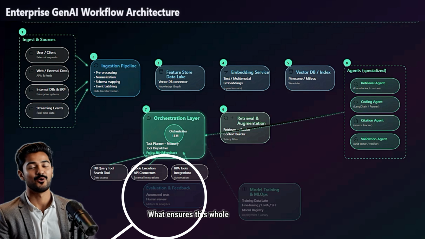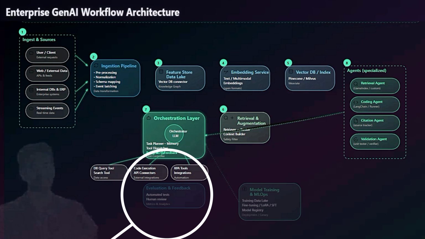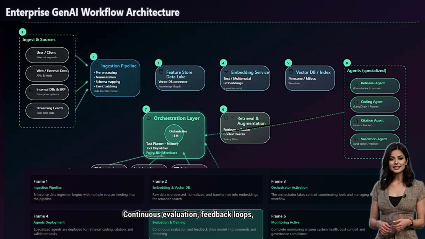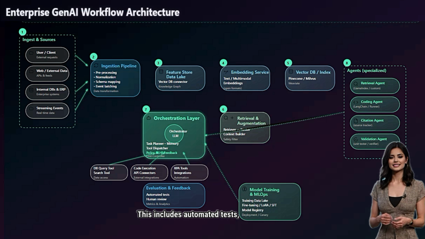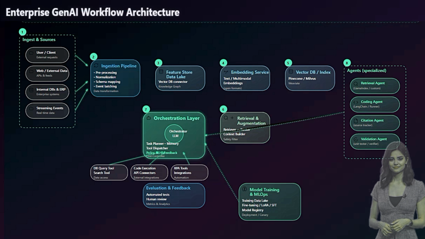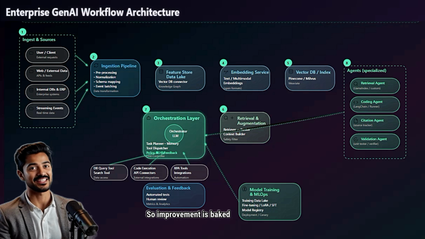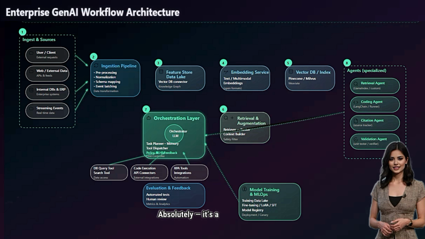What ensures this whole pipeline keeps improving? Continuous evaluation, feedback loops, and retraining. This includes automated tests, human review, fine-tuning, model registry updates, and deployment cycles. So improvement is baked in? Absolutely. It's a closed feedback loop.